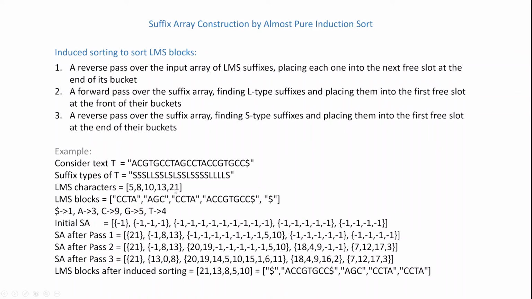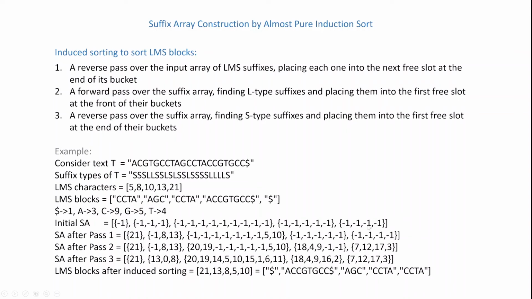So we get 21, and 21 is the sentinel character, which goes to this bucket. So we place 21, and then we get 13. 13 belongs to the A bucket. So we go to the A bucket and insert at the end of the A bucket. Similarly, 10 belongs to the C bucket. We go to the end of the C bucket and insert at the end, and so on. And when we get 8, which belongs to the A bucket, we go to the next free position of the A bucket from the end, which is here, and so on. So in the first pass, we get the following array.